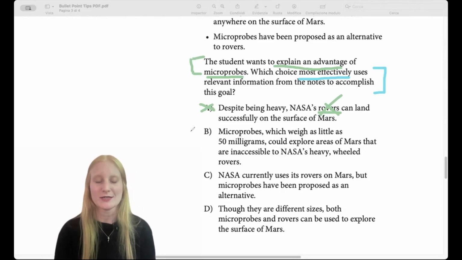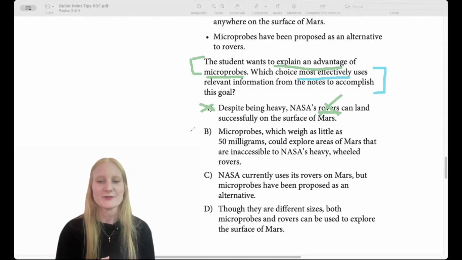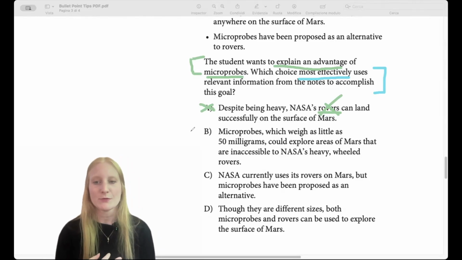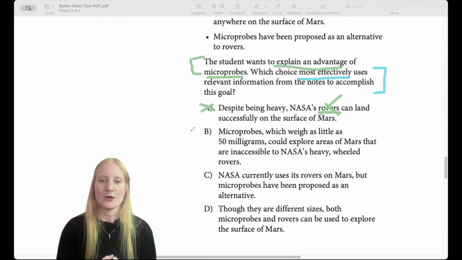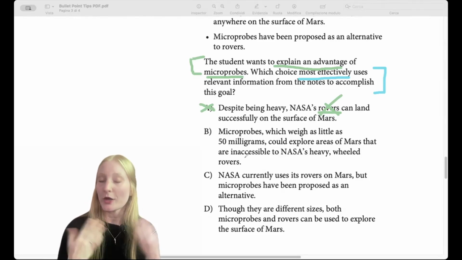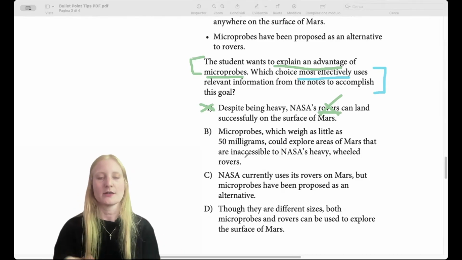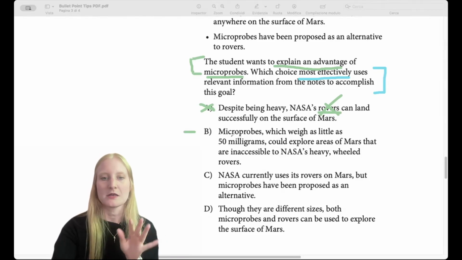We can move on to letter B: microprobes, good start, which weigh as little as 50 milligrams, could explore areas of Mars that are inaccessible to NASA's heavy wheeled rovers. Okay, so here it's comparing microprobes to rovers, and we know that they weigh less than the heavy rovers, okay, which would be an advantage, right? So we can go ahead and keep B kind of tucked away because maybe this is our answer, but we want to be sure. So let's look at C and D.